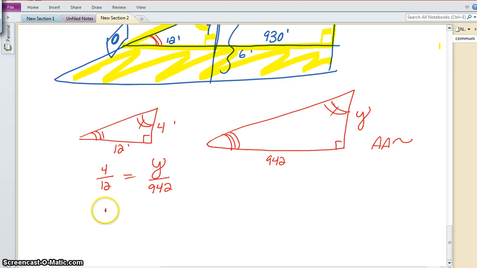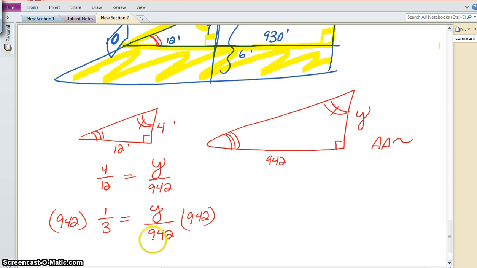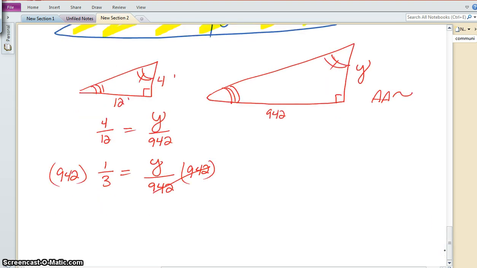It's easier to reduce 4 twelfths to 1/3. 942 is a multiple of 3, so let's multiply both sides by the lowest common multiple of these two denominators, 942. And we have y equals 942 divided by 3, or 314 feet for the height of the clock tower from the camera to the ground.